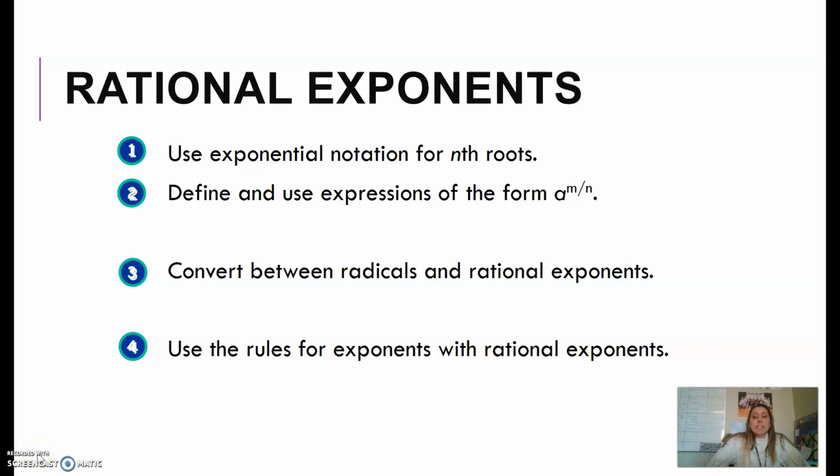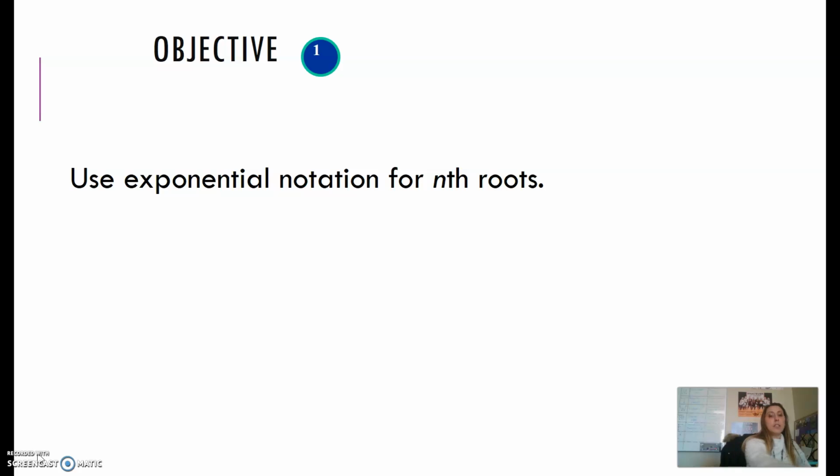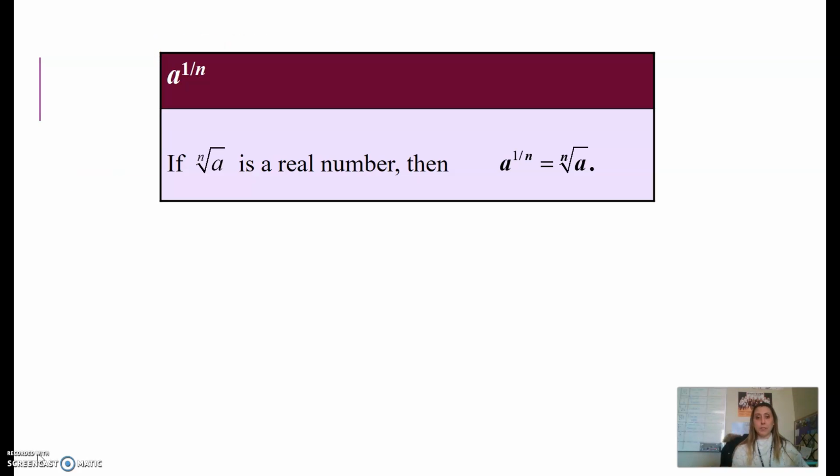All right, function classes, we have started a new section of our unit. So we are going to do rational exponents. So go ahead and get this in your notes because this is what we're going to be doing. So we're going to start with doing exponential notation for nth roots.